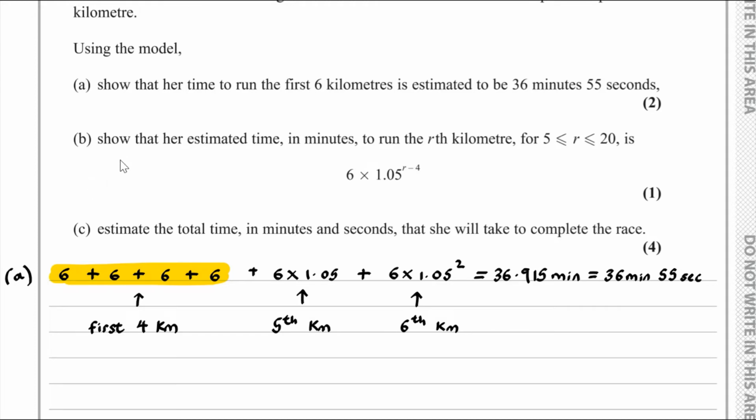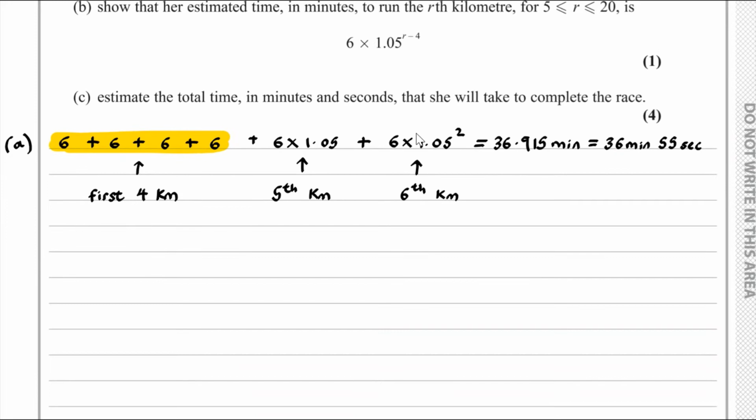Now for part B, we have to show that her estimated time in minutes to run the rth kilometre, for r being in between 5 and 20, is given by 6 times 1.05 to the power of r minus 4.